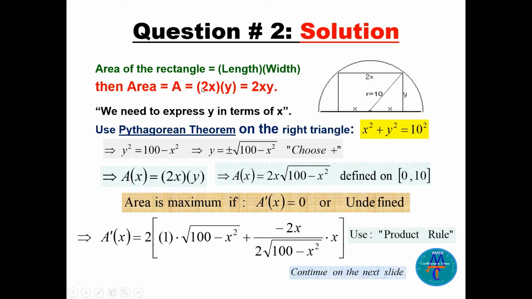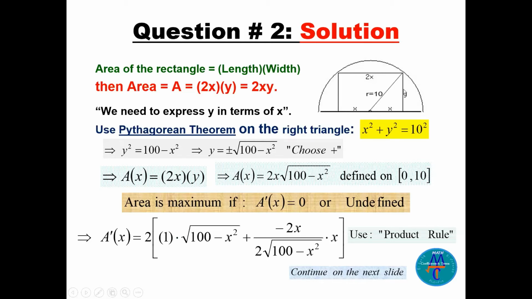So the area can be 2x times y here. See, this is the rectangle, x and x, so this is 2x times y. This is the width. So 2xy is the area function. Remember, there are two variables here, x and y. So we have to find y in terms of x so that we have the function in only one variable to find the derivative.